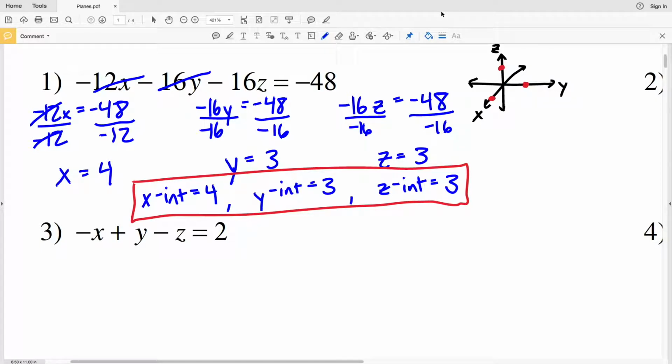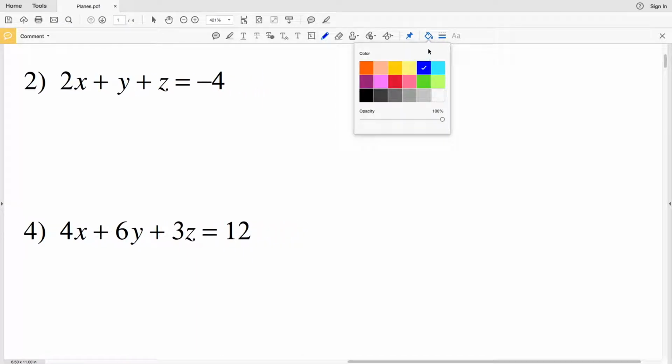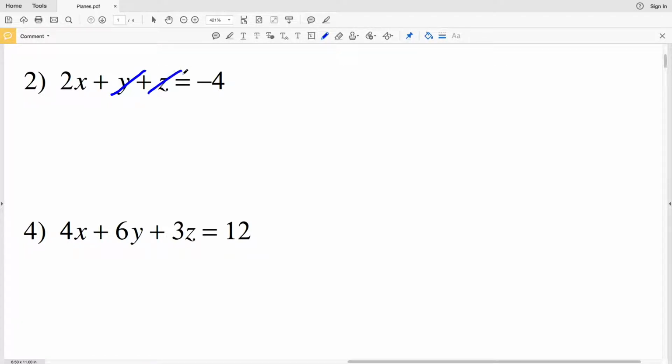Let's continue on to number 2. In number 2, we're going to solve for our x-intercept, and that's when y and z are equal to 0. So if both y and z are 0, we'll have 2x equal to negative 4. When I divide by positive 2, I'll isolate my x, which will give me my x-intercept value, and negative 4 divided by 2 is a negative 2. So my x-intercept is negative 2.